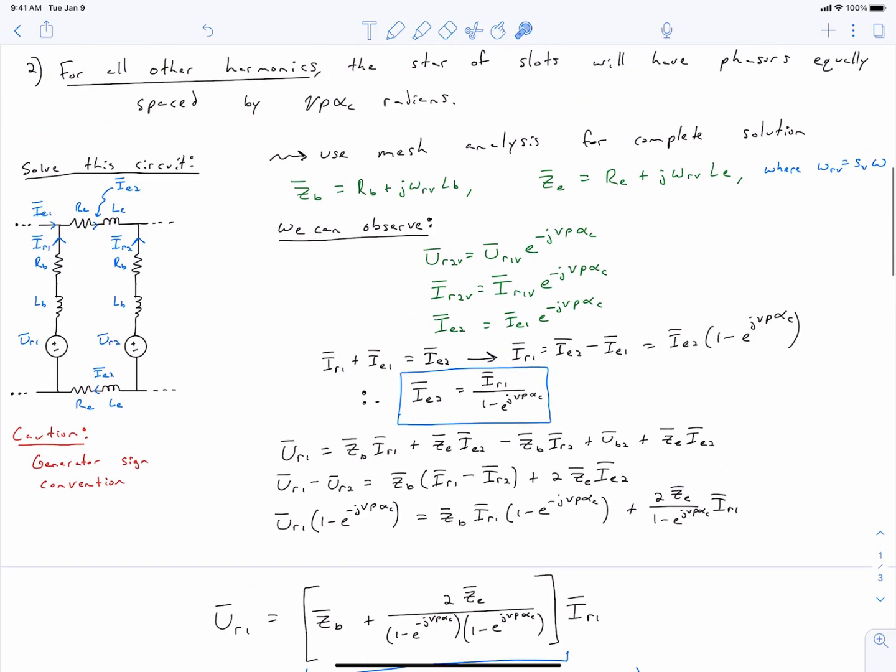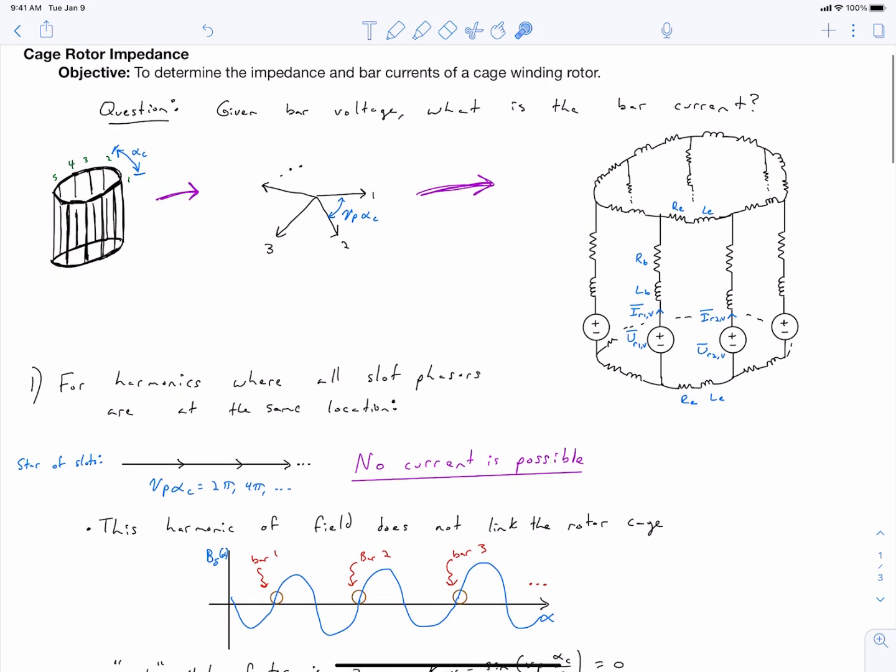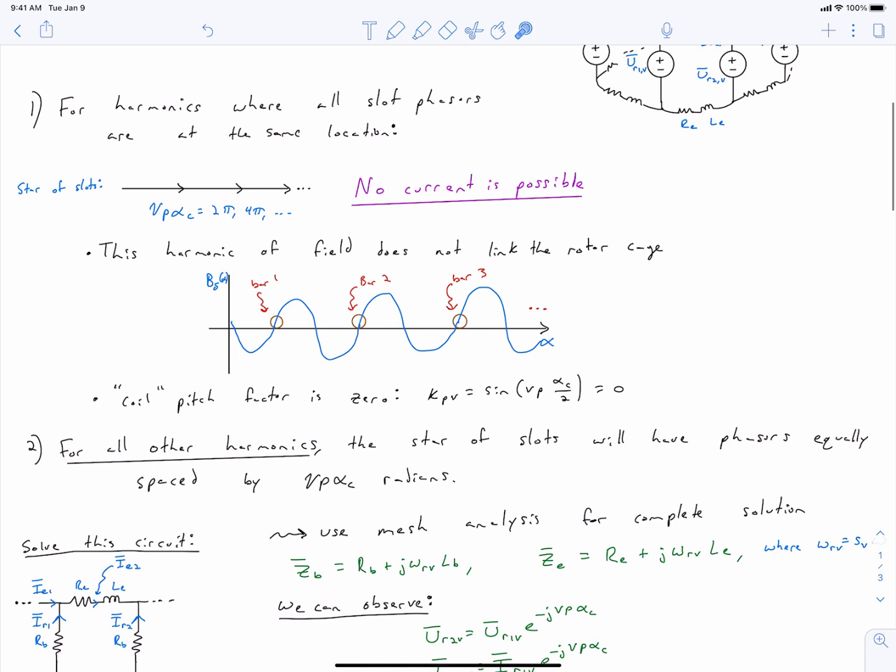I'll summarize quickly what we've learned. Again, this video is tackling the question of rotor impedance and bar currents, and we talked about how we can take our squirrel cage winding and draw the star of slots for it. We summarized that, and we can then draw an elaborate equivalent electric circuit for it in terms of leakage inductances and resistances. We talked about conditions for when you can get current in your squirrel cage rotor and when you cannot, based on the bar spacing, or in other words, based on the number of rotor bars and the harmonic of the air gap field.